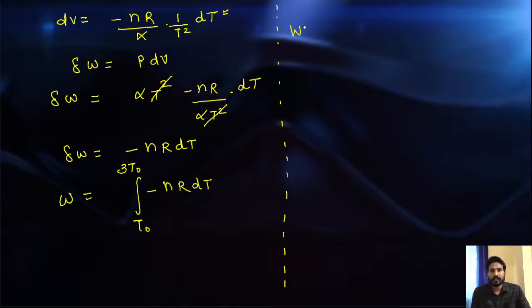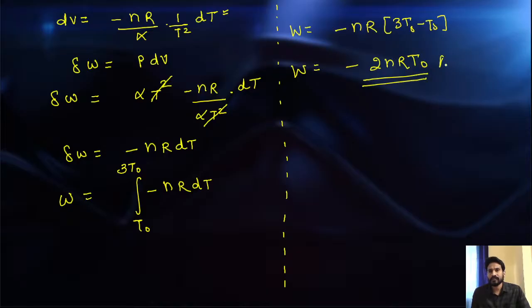So W is equal to minus nR, integration of dT is T, so it is my 3T0 minus T0. What is the value, guys? W is equal to minus 2nRT0. This is the answer. Please check this, and if you have any doubt you can ask.